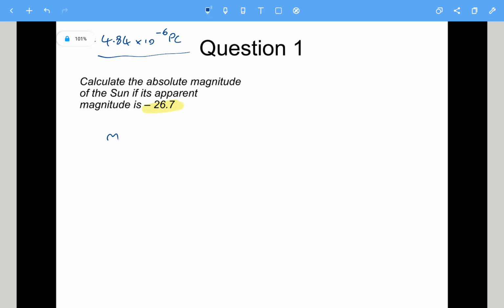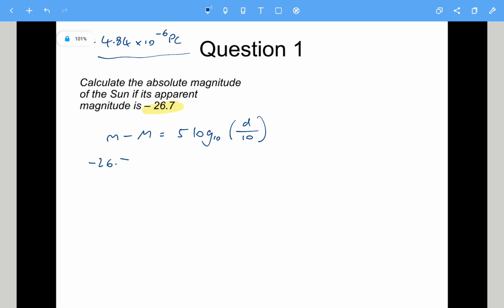Right, so m minus M equals 5 times log to the base 10, distance over 10. So what I suggest is that you can do it like this. You can do minus 26.7 minus M equals, then the right hand side is going to be 5 log base 10, and the distance is 4.84 times 10 to the power minus 6 divided by 10. So basically what you should do is 4.84 times 10 to the minus 6 over 10, log that value, and then times your answer by 5.